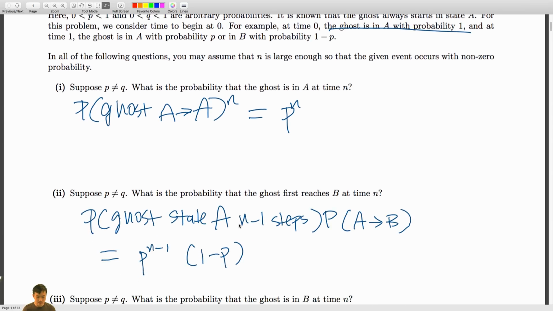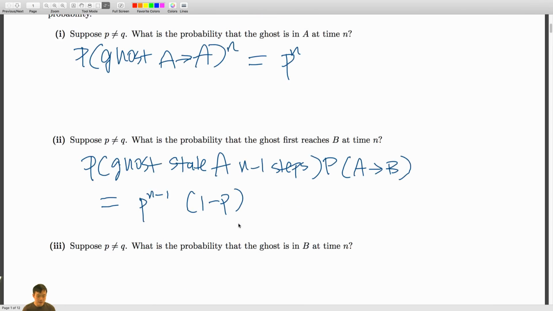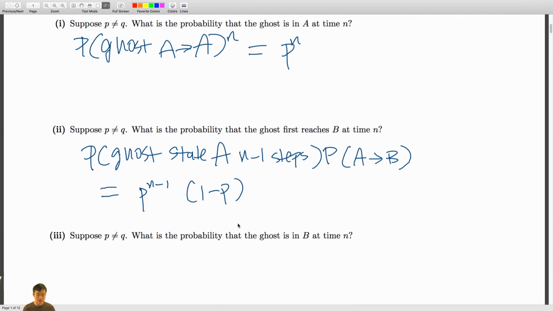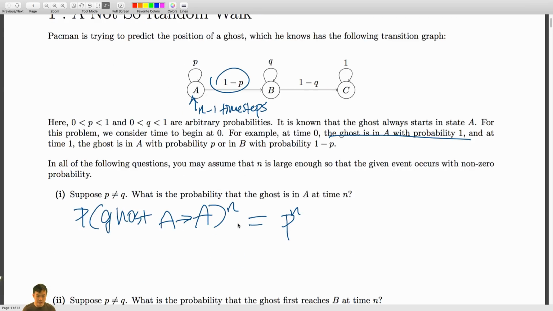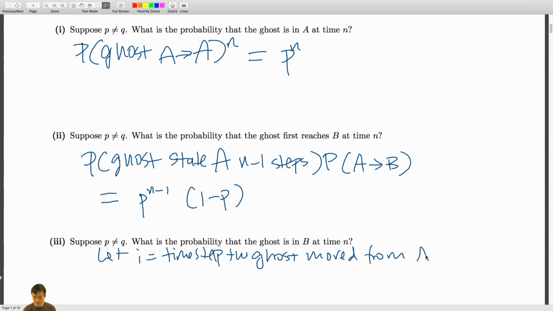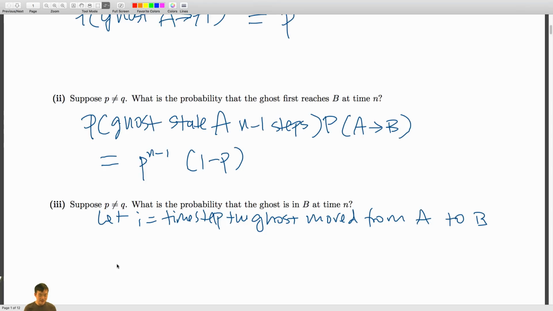So we have some variable I, and we're going to let I in this case be the time step at which the ghost transitioned from state A to B. So let I equal the time step the ghost moved from A to B. Now that we have I, we're going to sum over all possibilities of I from 1 to n.